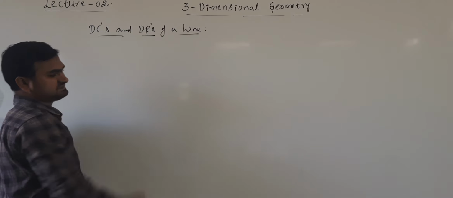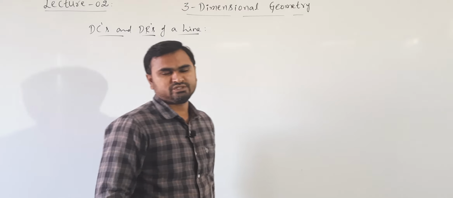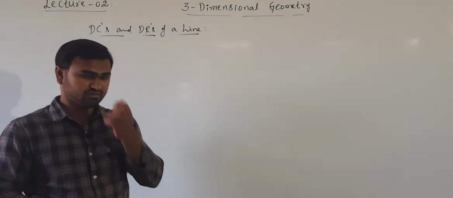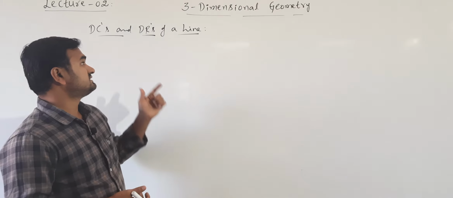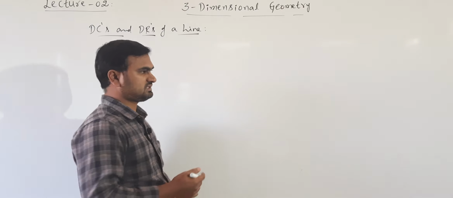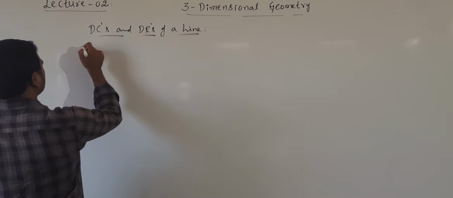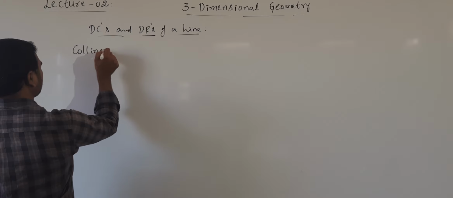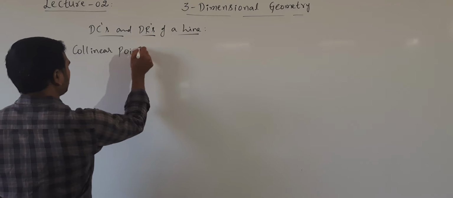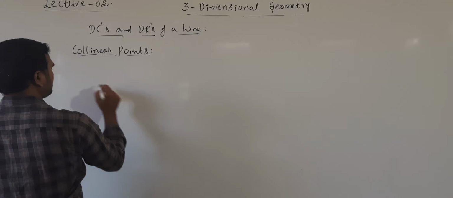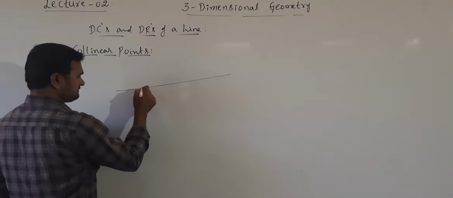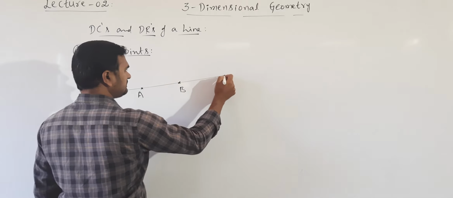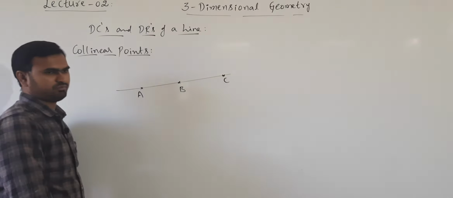Now using these DCs and DRs, we can prove that points are collinear. So how to prove that 3 points are collinear by using these DCs and DRs. Okay, let us take 3 points A, B, C. So collinear points: we know collinear points lie on a line. Suppose A is a given point, and B and C. So these are the 3 points.